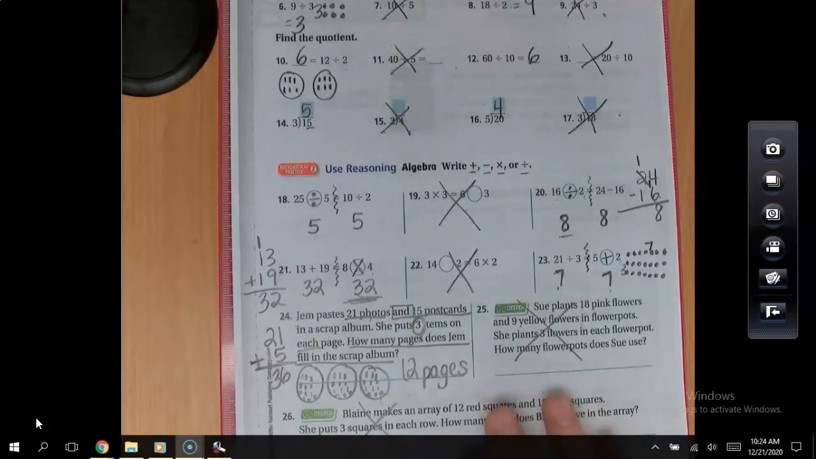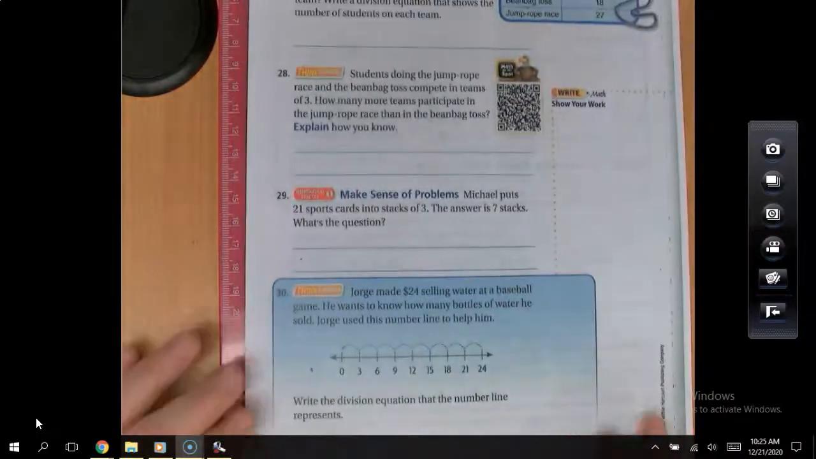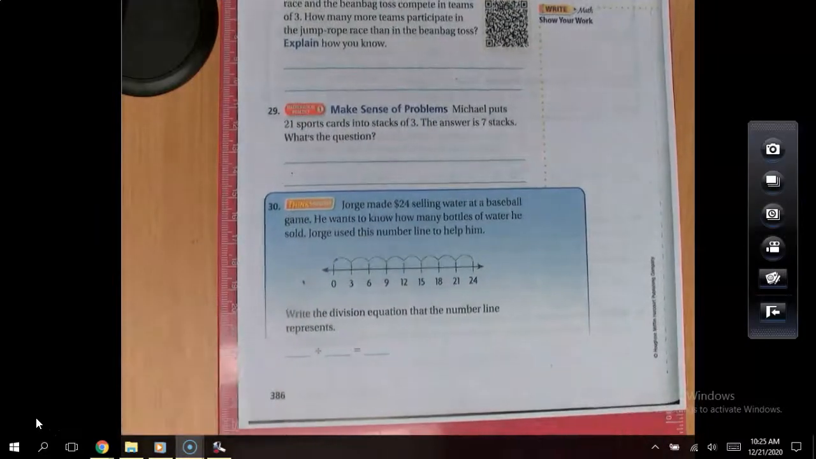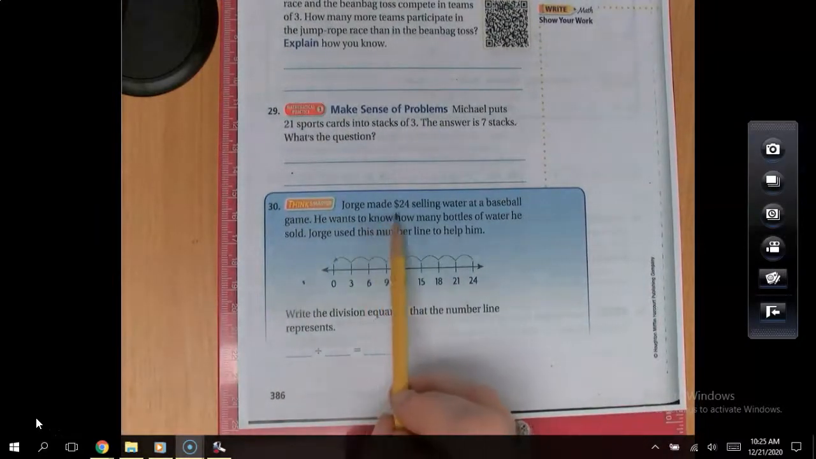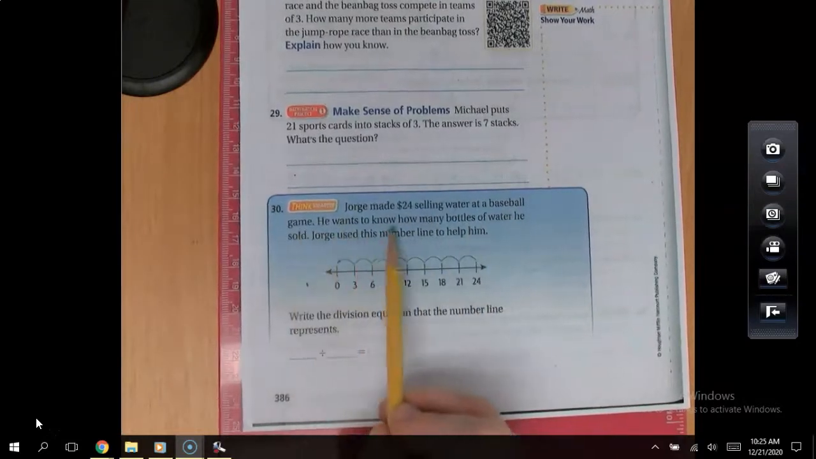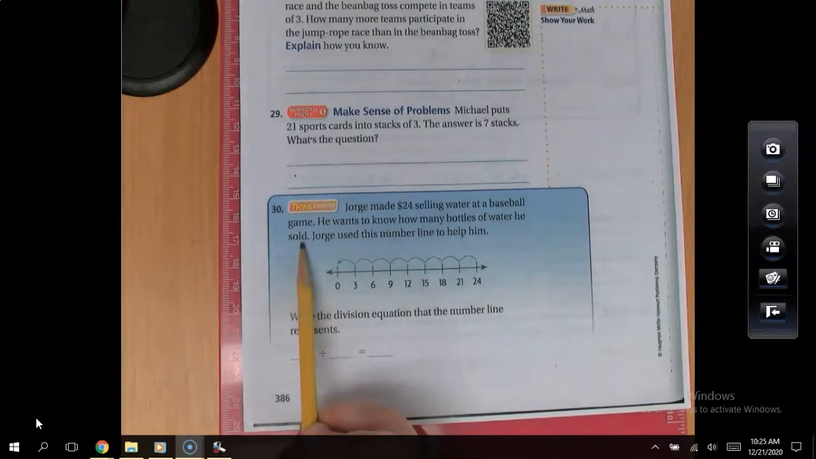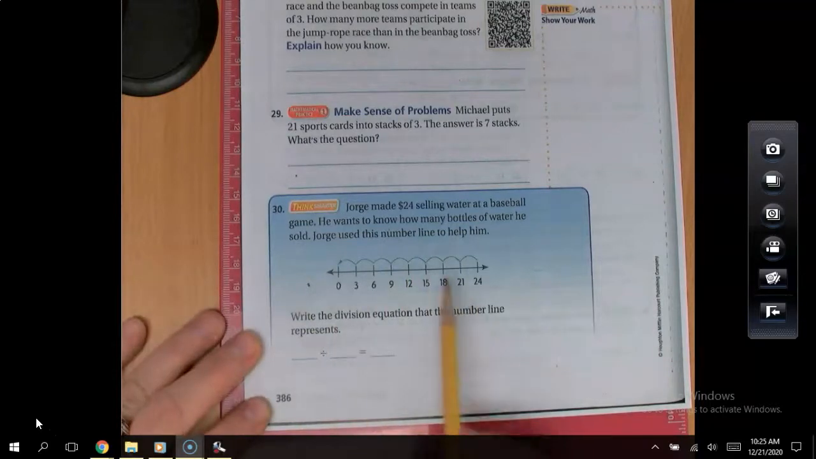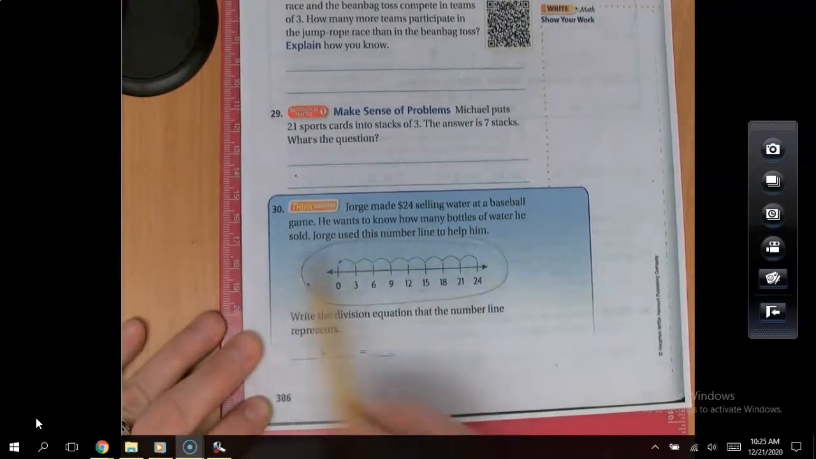All right, boys and girls, we're going to do one last problem before you can start your assessment, okay? We're just going to look at number 30. It says, George made $24 selling water at a baseball game. He wants to know how many bottles of water he sold. So George used this number line to help him. They want us to write a division equation that matches this number line.